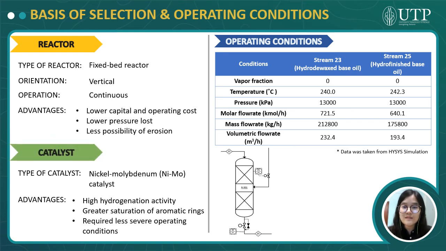Furthermore, the catalyst chosen for the hydro finishing process is the nickel molybdenum catalyst. The nickel molybdenum catalyst is one of the common catalysts used in this process due to its high hydrogenation activity, greater saturation of aromatic rings, and it requires less severe operating conditions in the reactor.